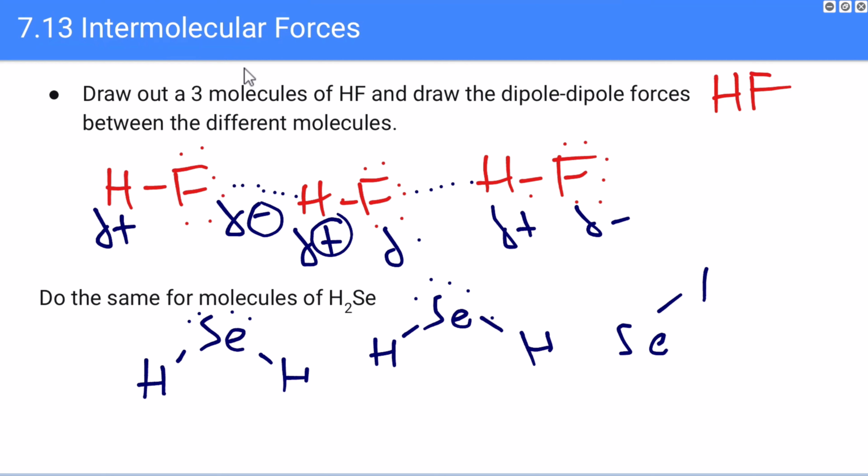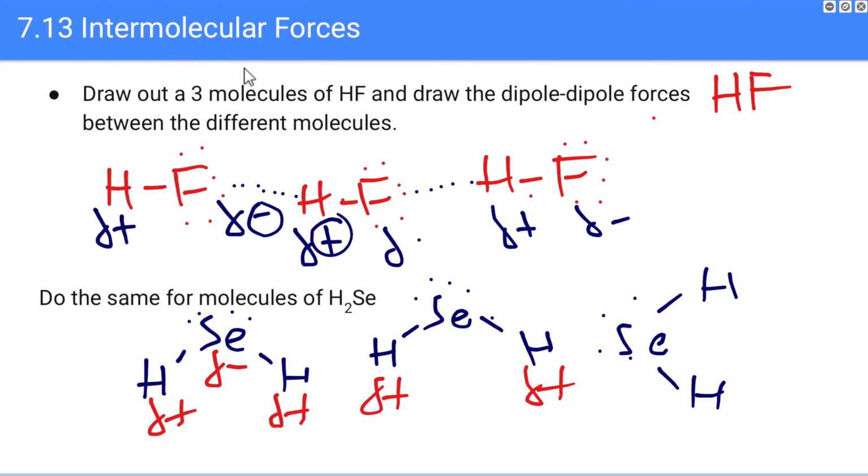Let me draw one a little bit different, just to give you an idea of an easier way to do this. Again, relative positive and negative charges are based off of the electronegativity value. Selenium has a higher electronegativity than hydrogen. So this is our relative negative, and these are our relative positive. And we do the same for each part of the H2Se molecule.